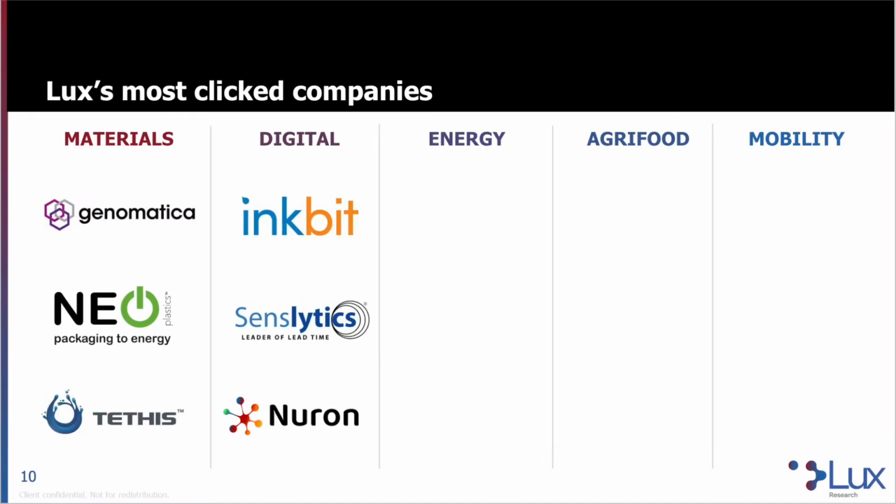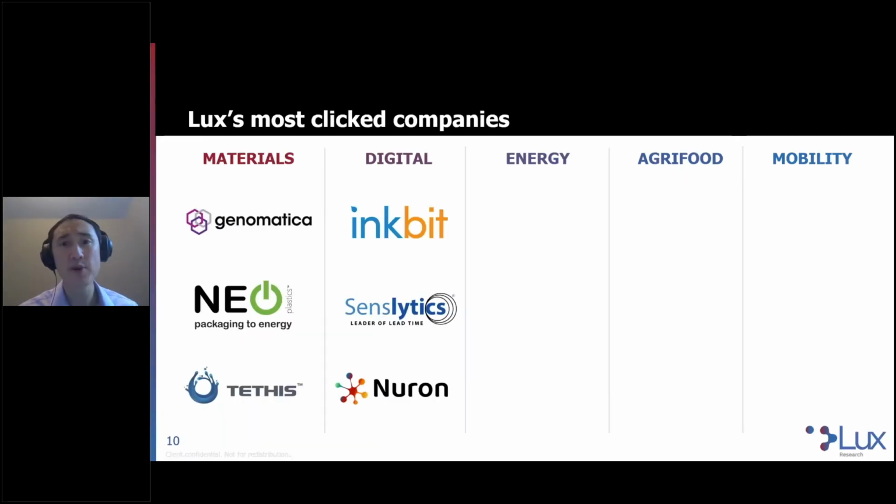In digital, as you'd expect with such a horizontal or wide-ranging area, there's really a variety of different focus areas. Everything from 3D printing with Inkbit, which is incorporating computer vision to drive increased quality in 3D printed parts, to Sensalytics, which is predictive analytics, to knowledge management in Neuron. All three of these are areas where we were independently very excited and also saw that reflected by our client base.